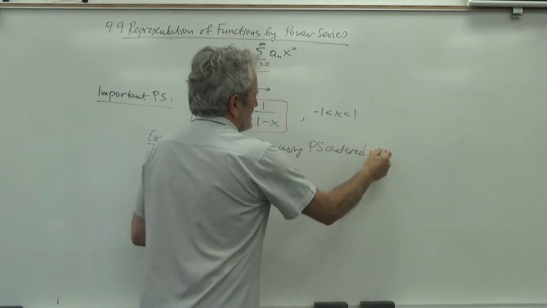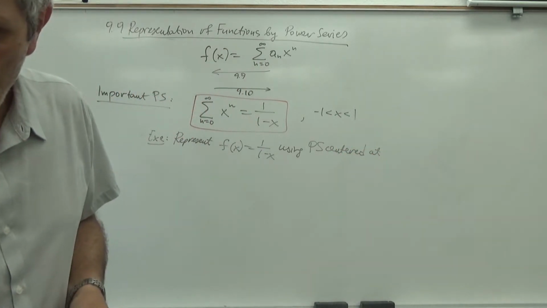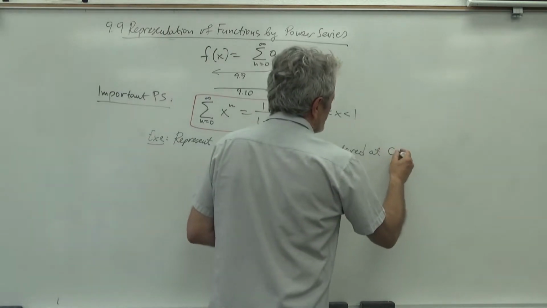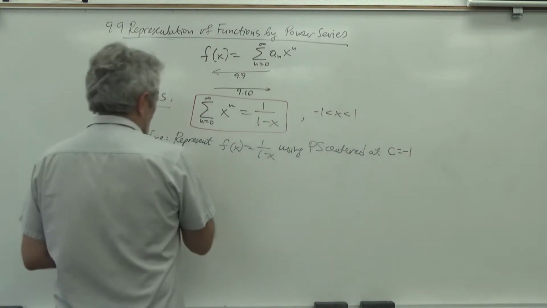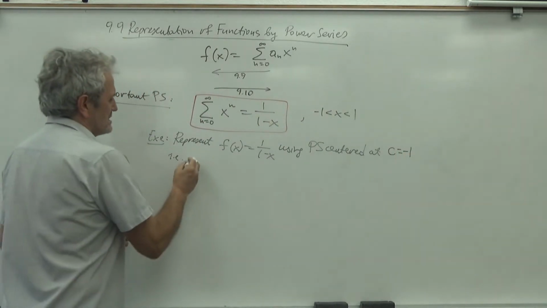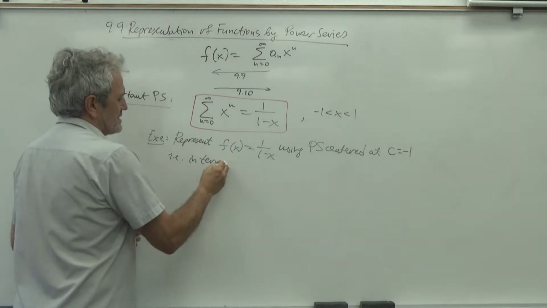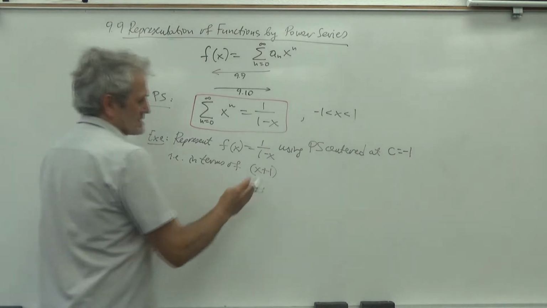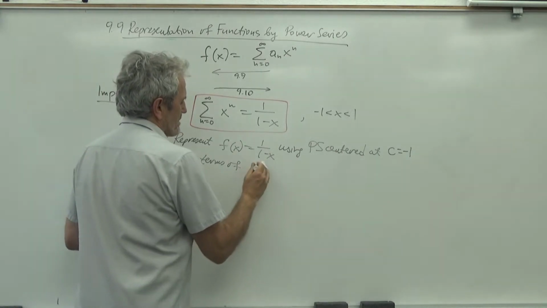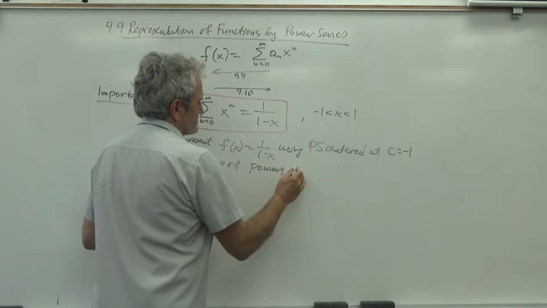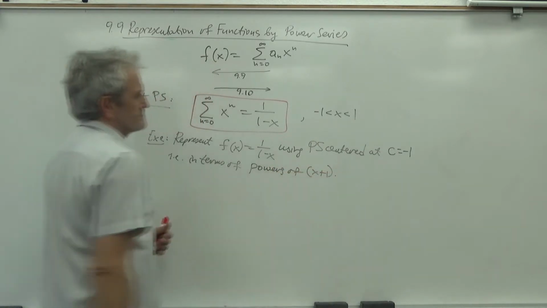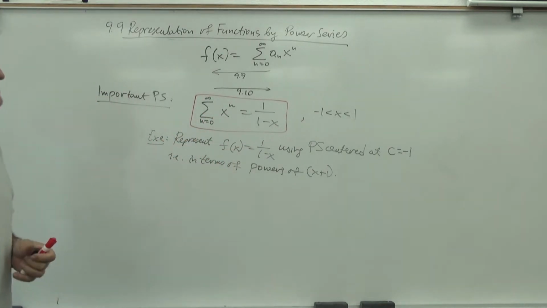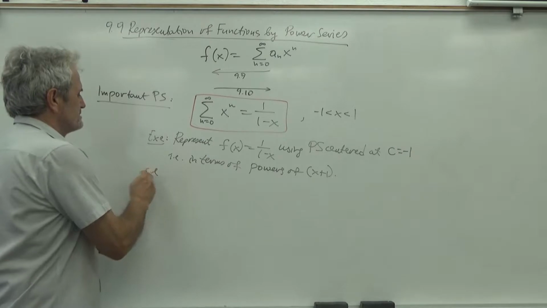centered at c equals negative 1, which means in terms of powers of x plus 1. So here we have powers of x, we want powers of x plus 1. So how do we solve this?